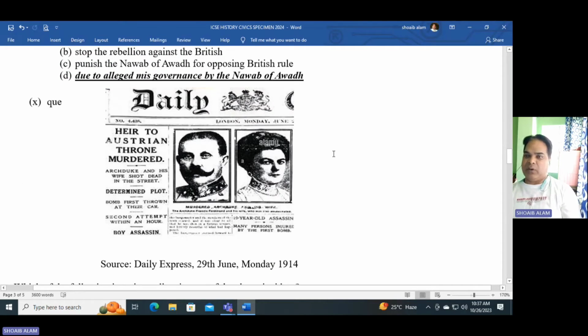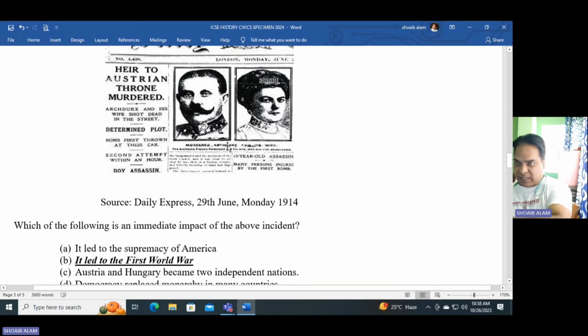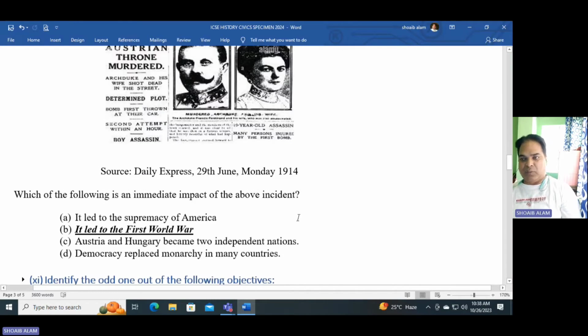Now you can see question number 10. You can see this picture: the heir to the Austrian throne murdered. Which of the following is the immediate impact of the above incident? This is all about the Sarajevo crisis. What happened after the Sarajevo crisis? It led to the First World War. The incident mentioned here is the Sarajevo murder.